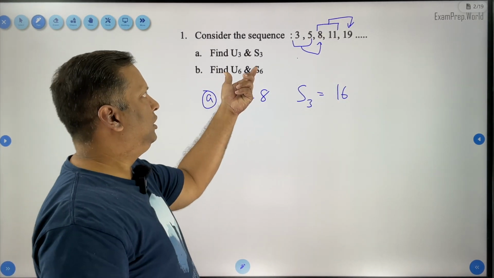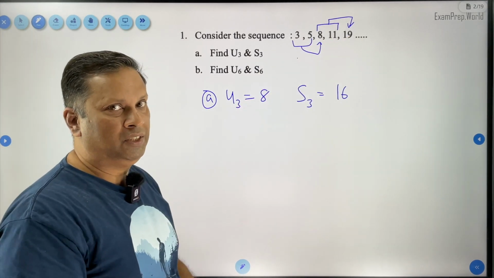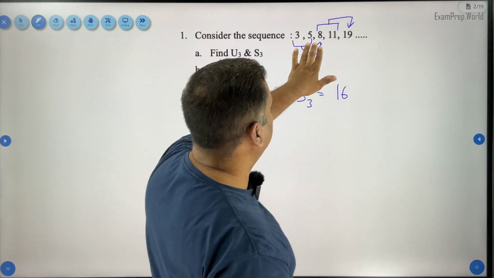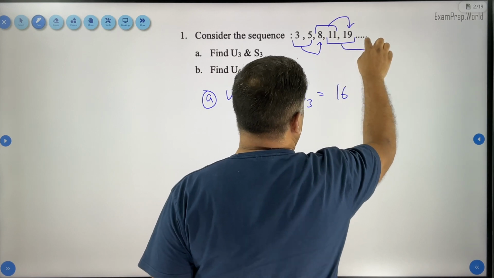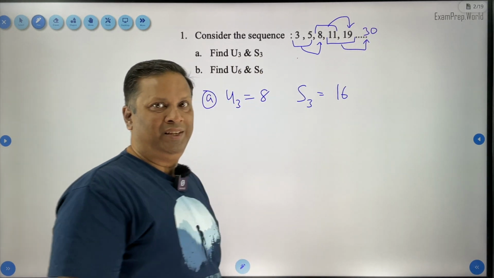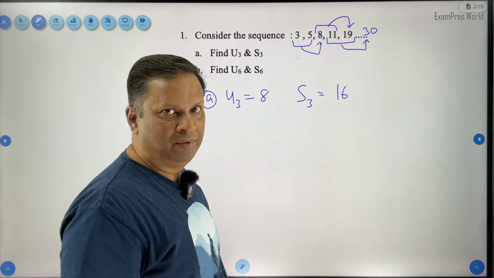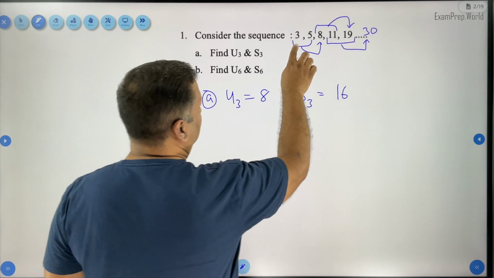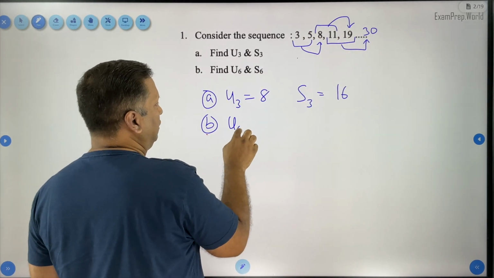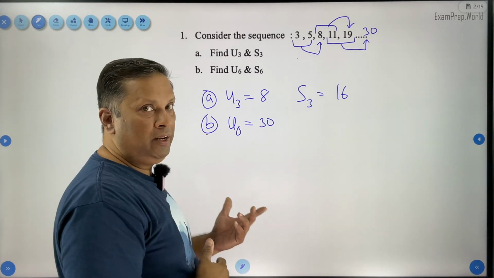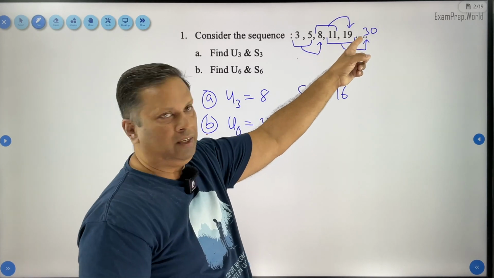But here we need U6. Already we have 5 terms, we need the 6th term. What should be the 6th term? Use this method. 3 plus 5 is 8, and 11 is 19. Then 11 plus 19 should be equal to 30. Correct? So we are able to identify that term. Now we have the 6th term: 1, 2, 3, 4, 5, 6th term. So U6 is 30. Did we apply any kind of rule of arithmetic or geometric sequence? We didn't. But we could see the trend and identify the 6th term.